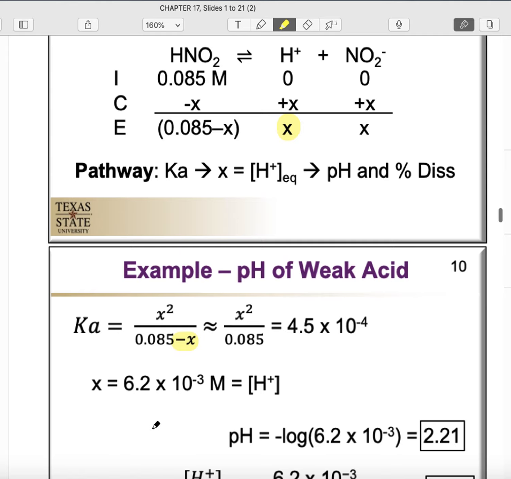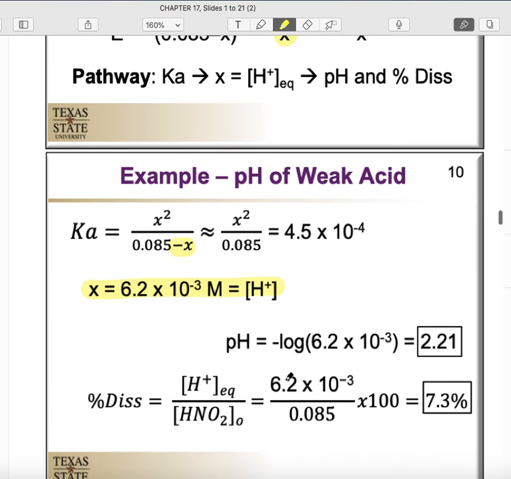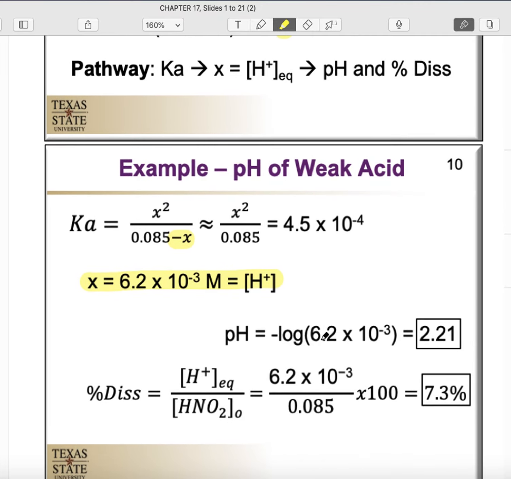So the value of x, as we said, is equal to the hydrogen concentration at equilibrium. And so we have basically found that one piece of information that now allows us to calculate the pH by taking the negative log of that concentration and getting our pH value. And finally, finding the percent dissociation by taking that hydrogen ion concentration at equilibrium, dividing it by the starting concentration of the acid and multiplying by 100 in order to get the percent dissociation.